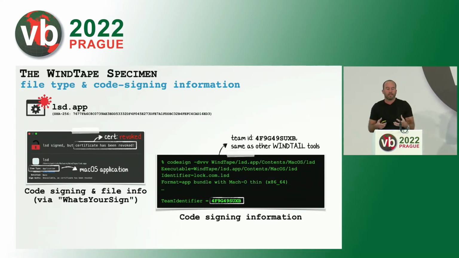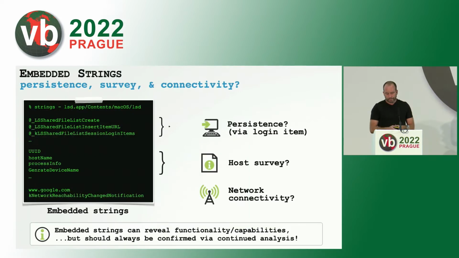So the attackers, the APT group, are obviously just trying to blend in, hide in plain sight. Now, the malware was originally signed, but unsurprisingly, the certificate has long been revoked by Apple. But worth noting, the team ID that was used to sign the WindTape malware is the same team ID used to sign the APT group's other tools. So again, this very comprehensively and conclusively ties them to the rest of the APT group.